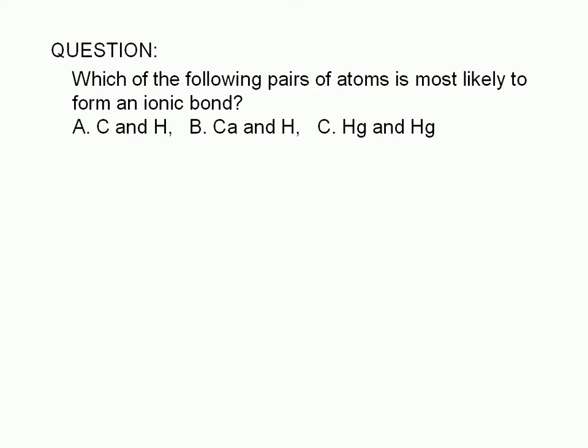Which of the following pairs of atoms is most likely to form an ionic bond? A. Carbon and hydrogen. B. Calcium and hydrogen. Or C. Mercury and mercury.